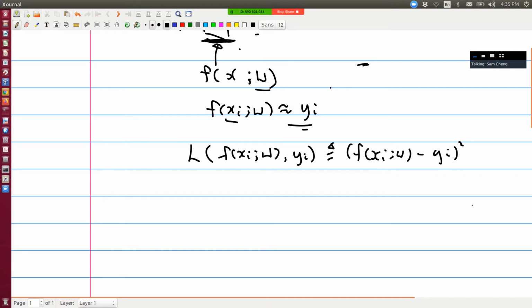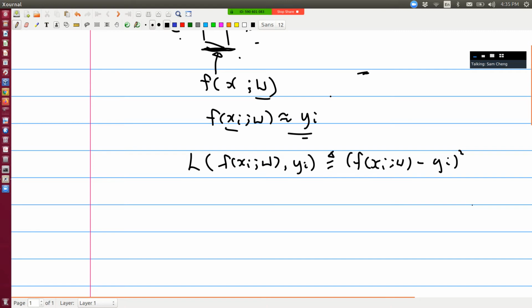In that sense, what we mean by training a model is just trying to solve an optimization problem. We try to minimize this loss function, essentially the sum of the loss function over i from 1 to n, if I have n data points, of the loss L(f(xi, w), yi), and minimize with respect to w.